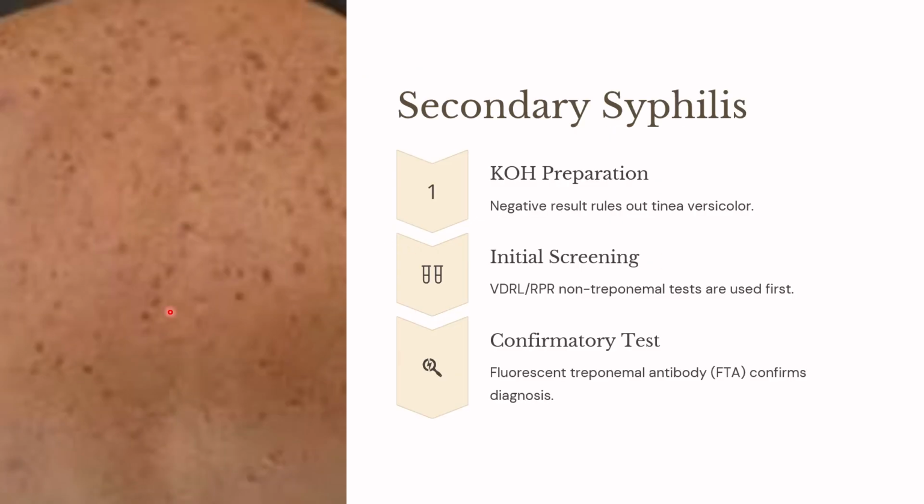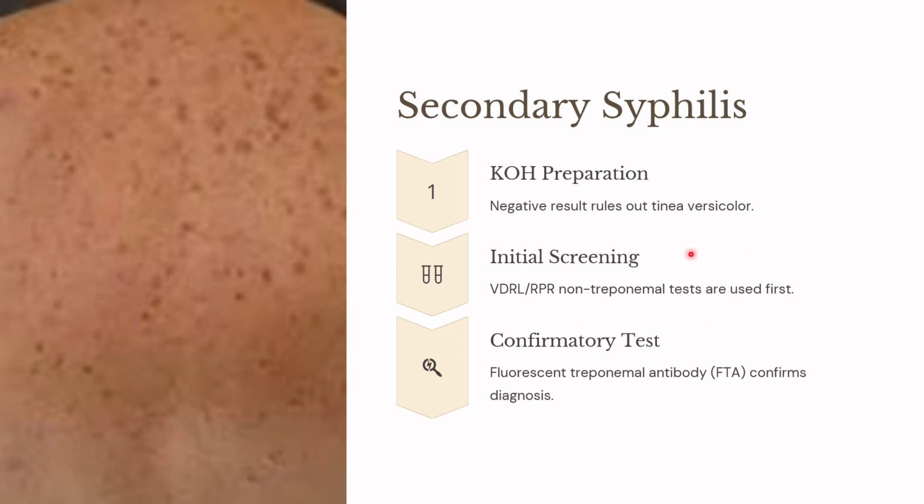If you see, this is a picture of secondary syphilis. This almost looks like pityriasis versicolor, doesn't it? But this is secondary syphilis. Since they almost look like pityriasis, the question will very clearly say the KOH preparation is negative, which means that it has ruled out tinea versicolor.